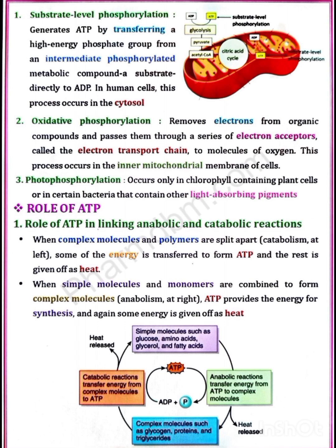Second one, oxidative phosphorylation removes electrons from organic compounds and passes them through a series of electron receptors called the electron transport chain to molecules of oxygen. This process occurs in the inner mitochondrial membrane of cells. Third one, photophosphorylation. It occurs only in chlorophyll containing plant cells or in certain bacteria that contain chlorophyll or other light absorbing pigments.